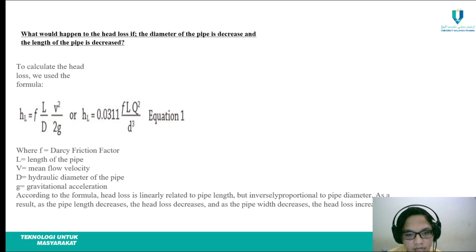So based on the formula, head loss is linearly related to pipe length, but inversely related to pipe diameter. As a result, as the pipe length decreases, the head loss decreases, and as the width of the pipe decreases, the head loss increases. So that's all for me.